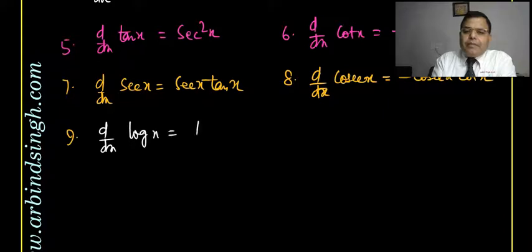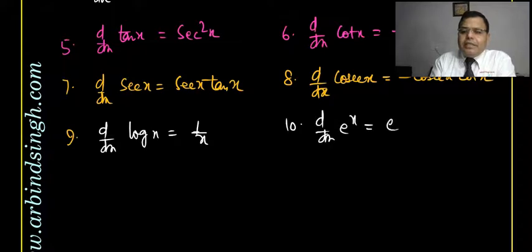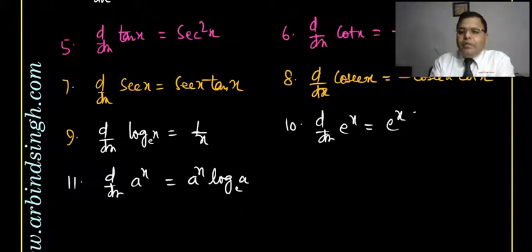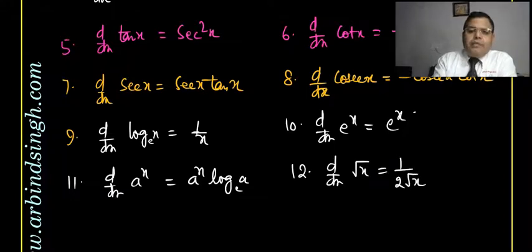is 1 by x, and formula 10 is d by dx of e to the power x is e to the power x. One more is 11, d by dx of a to the power x is a to the power x log of a. Here the understood base is e. For log x also the understood base is e, so it is 1 by x. And one more thing you can remember, that d by dx of root x is 1 by 2 root x. So these are a few things we need to remember. You can memorize them and you can also derive them.